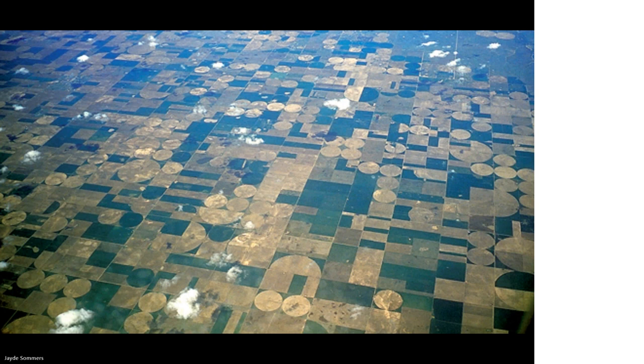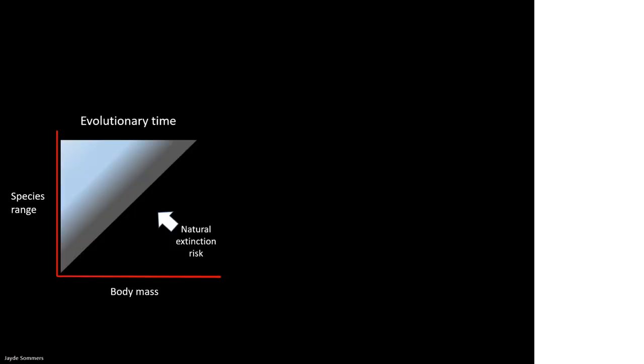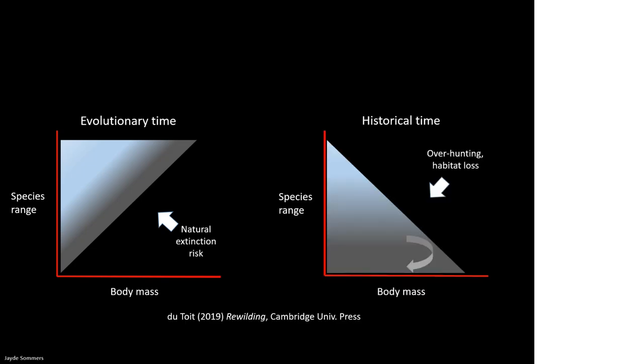And we're not going to be able to get them back, because this landscape, this is Central North America, isn't going to change back into prairie anytime soon. Next slide, please. And so to recap quickly, looking at an evolutionary timescale, the natural extinction risk is driving this extinction zone. Next slide. But in historical time, since humans have been on the scene, we've got a flip in the distribution pattern.